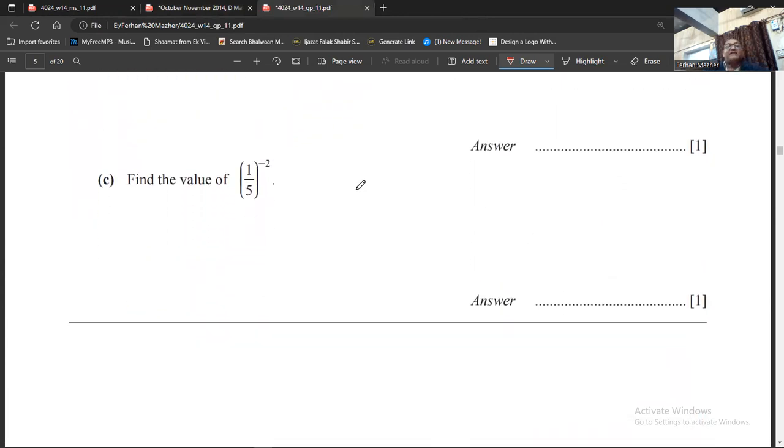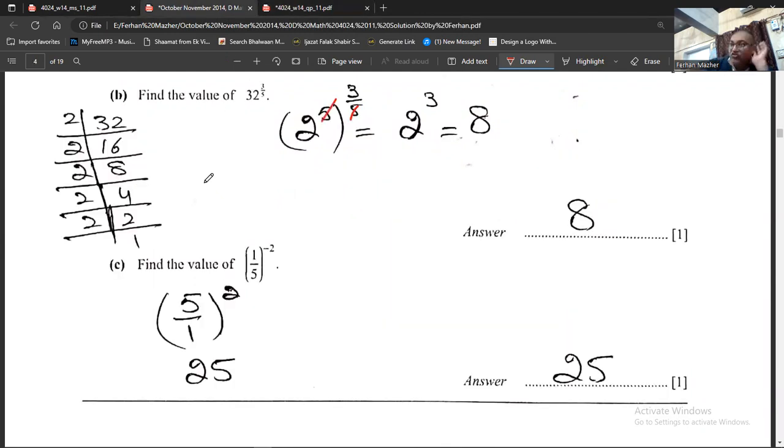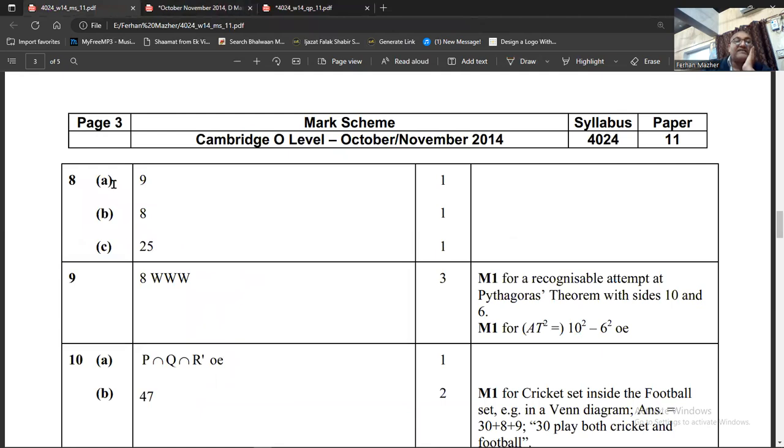Okay, question number 8, C part. He says, find the value of 1 by 5 whole raised to power minus 2. Because the power is negative, I will reciprocate the fraction inside the bracket. So it will become 5 by 1 and the power will become positive. So 5 square will be 25, 1 square will be 1, so it is 25. So 25 is the answer.